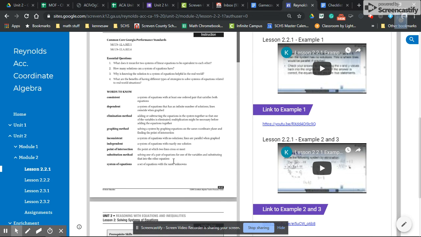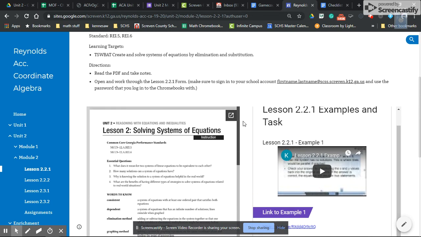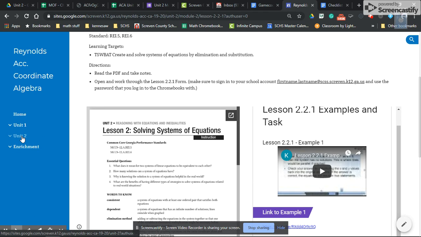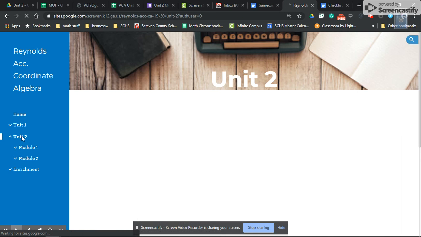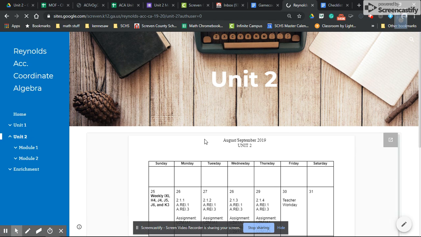If they ask me to print them off, I will print them off for them. But they're there. They're always available. Now, the other thing that a lot of people I think are missing is this. If you actually click on Unit 2, it will pull up a calendar for August and September.